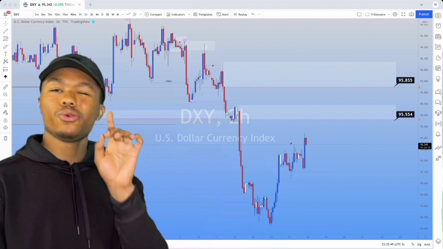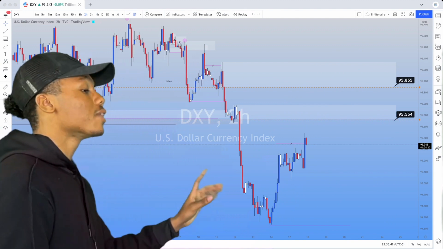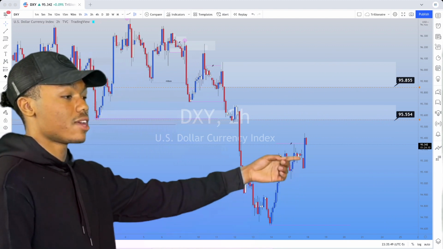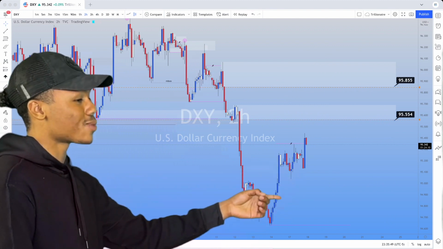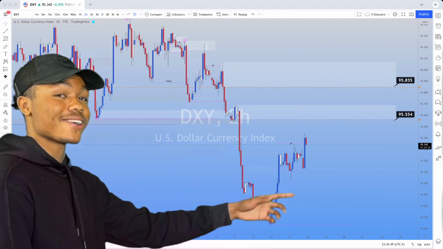For those of you who don't follow me within the Telegram community, you guys can feel free to target this area right here. As you guys can see, we have equal lows here, so you guys know there's resting liquidity below this area, and you guys can feel free to target that.